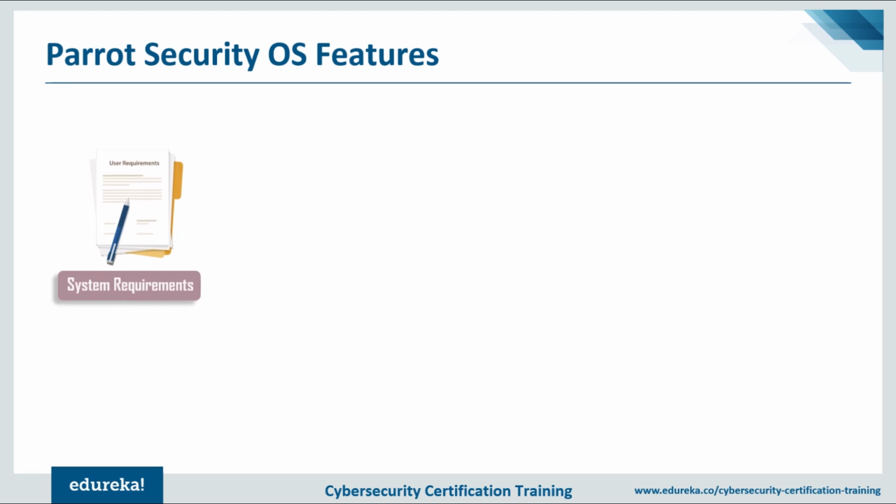Let's start with the system requirements. It's based on Debian 9. It runs on a custom hardened Linux 4.5 kernel. It uses a MATE desktop and LightDM display manager. It requires a minimum of 256 MB RAM and works with both 32 and 64-bit systems as well as an ARM compatible version. Apart from this, Parrot OS can also be installed on cloud and updated to perform cloud-based security testing.